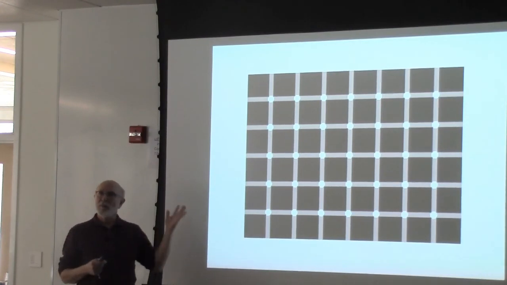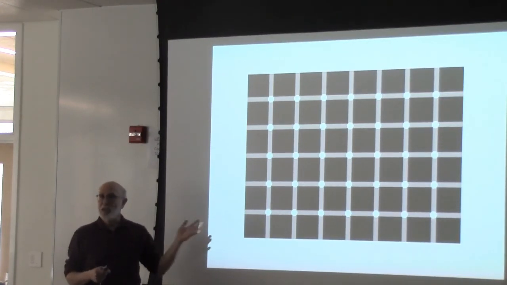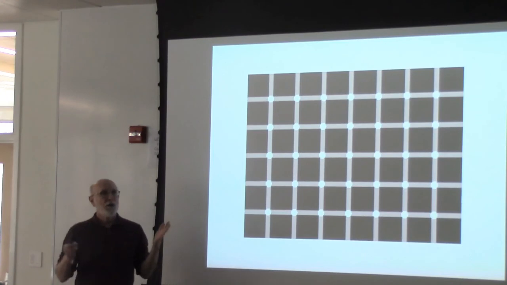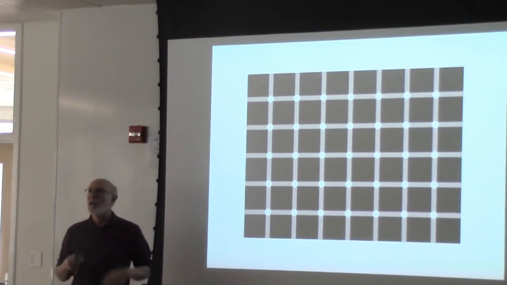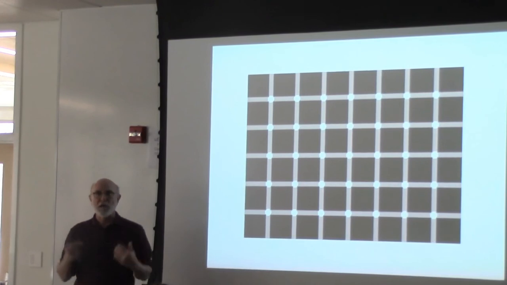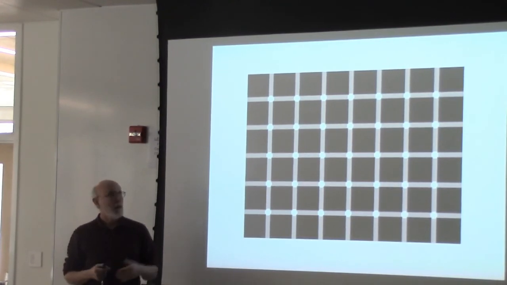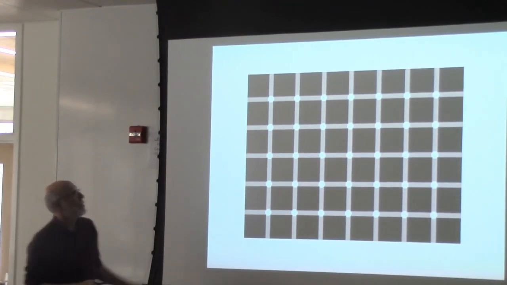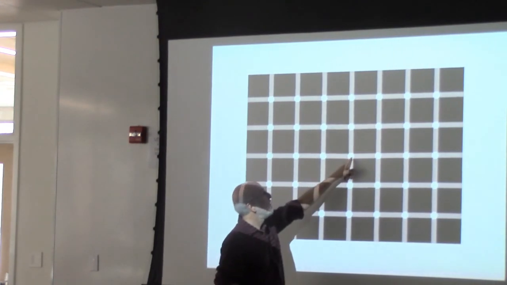I want to use some optical illusions to demonstrate how vision is a construct. You don't have a photograph of me in your brain. You have a construct of me in your brain. So here is an optical illusion. You stare at this spot. It looks white.